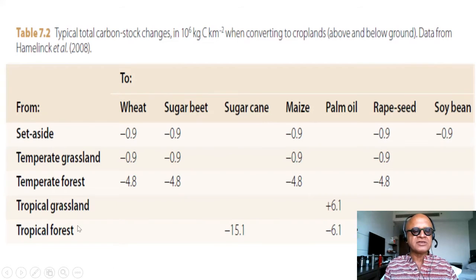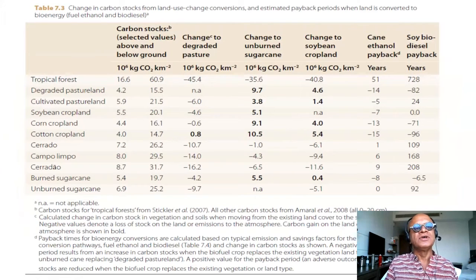sequestration. Converting tropical forests into sugarcane plantations is obviously bad in terms of change in carbon stock. This is why we need to do life cycle analysis. Just because palm oil is considered a bioenergy replacement for fossil fuel, it doesn't necessarily have a net carbon sequestration. It has to be tracked fully. This is a change in carbon stocks from land use change conversions, with estimated payback periods when land is converted to bioenergy. If you do a conversion and produce bioenergy, how long does it take to become carbon neutral and then provide the mitigation potential that is driving such a conversion?